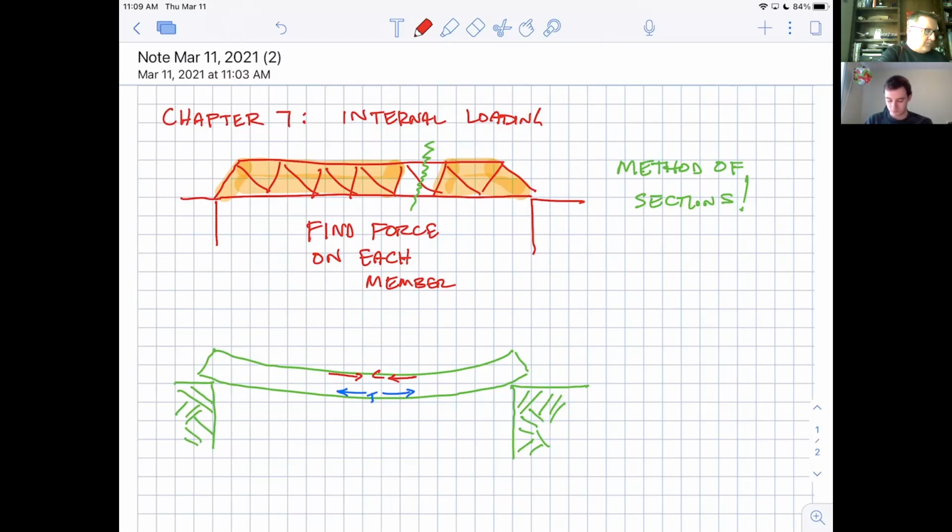And so let's see, I'm trying to decide if I want to just jump right into an example. I'm kind of thinking yes.